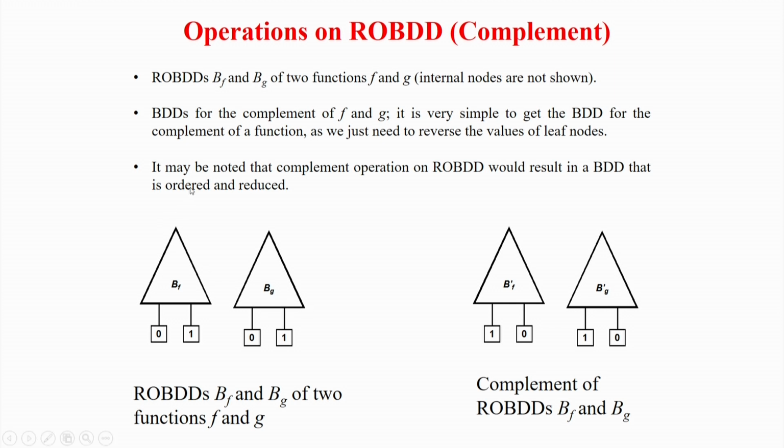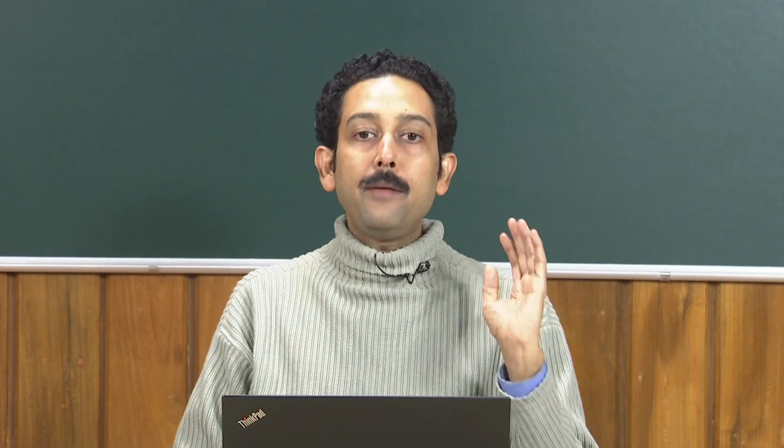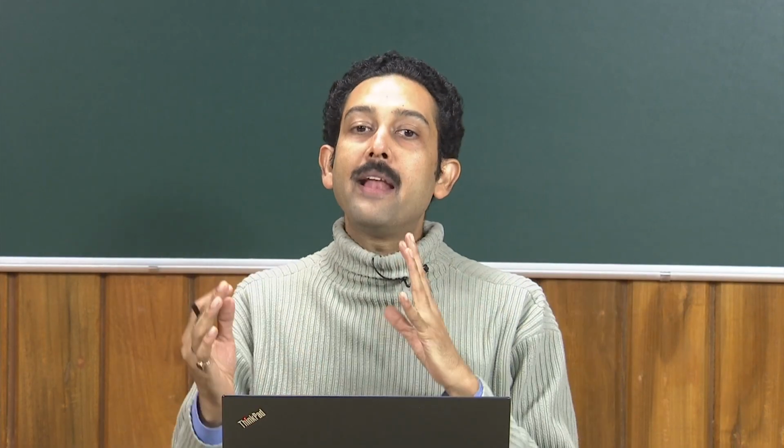So it is very simple, you just need to reverse the values of the leaf nodes. It may be noted that complementing an ROBDD would result in a BDD that is ordered and reduced. One very important point I have to tell you: one bad thing about operations is that if you operate on two BDDs, the output BDD is correct, but it may not be the reduced one. It may have some redundant nodes.